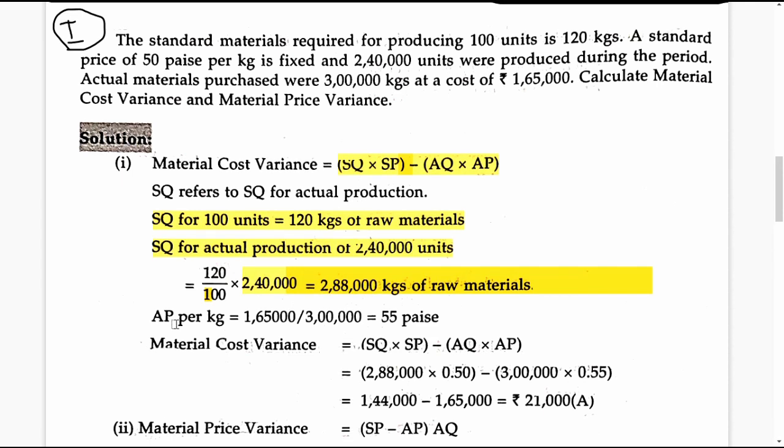Then actual price per kg. Since we are informed about the total actual cost for the total actual quantity of material purchased and consumed, let us calculate actual price per kg of raw material. 1,65,000 rupees is the total purchase cost, divided by raw material purchased actually, 3 lakh kgs. The answer is equal to 55 paise.